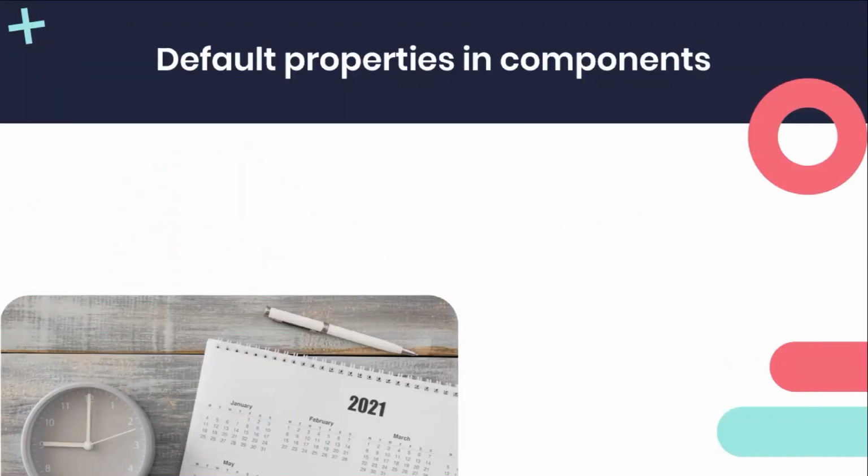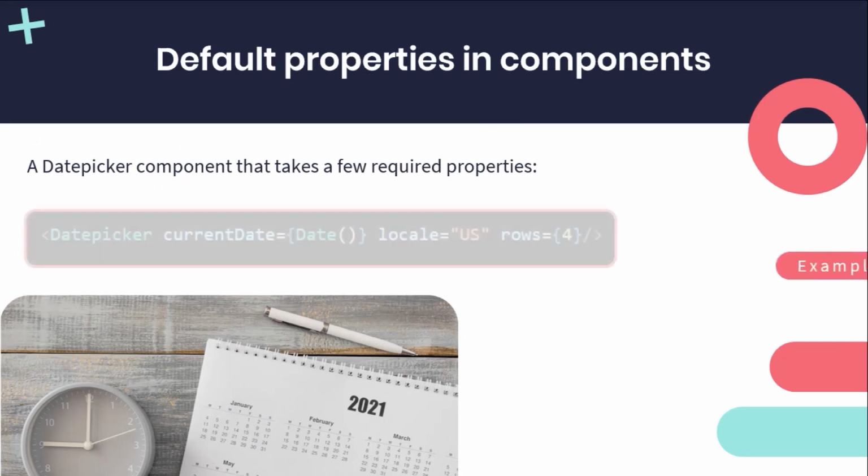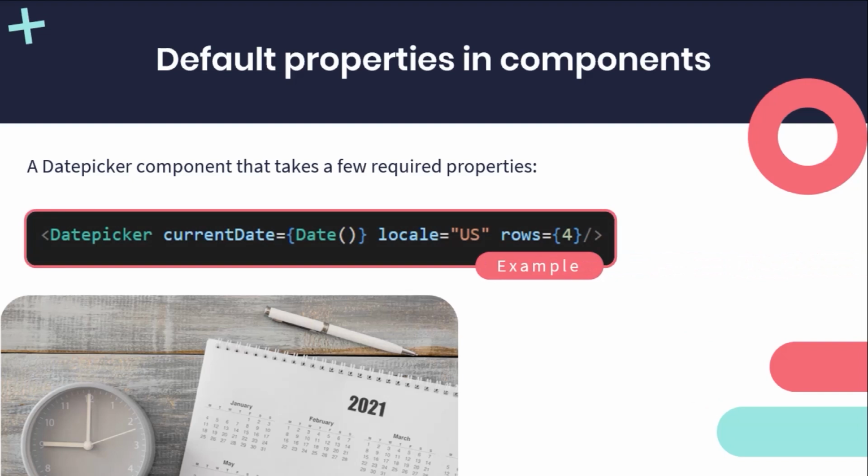Let's imagine that we're building a date picker component that takes a few required properties such as number of rows, locale, and current date, like this. So what would happen if a new team member tries to use our component but forgets to pass the essential current date property? And also, what if another coworker passes a string instead of a number? Our component will do nothing due to the values being undefined, or even worse, it may crash.